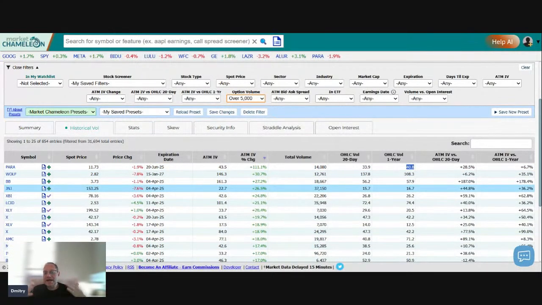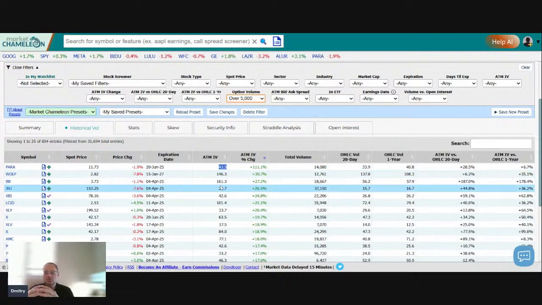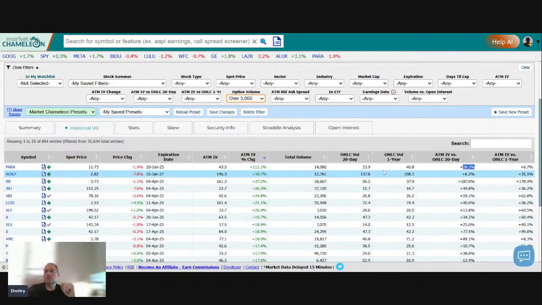So now, how do we compare this to the implied vol? Now, this is the implied vol from the option prices. This is where the traders are pricing in options for forward volatility. Right? This is going to June 20th expiration, and they're pricing it at 43.5. So what is that relative to the 20-day? So here we see that's 28% higher than the 20-day vol.